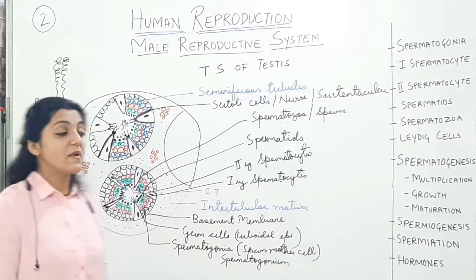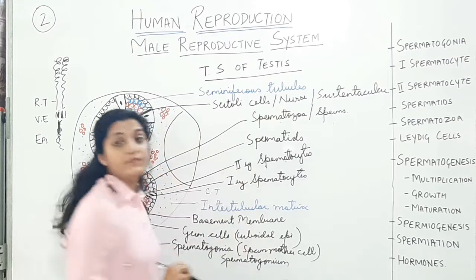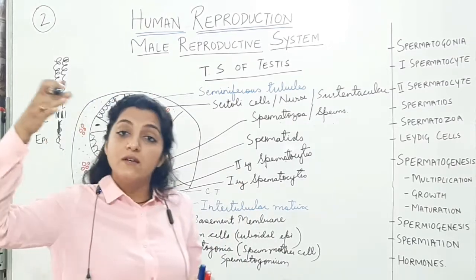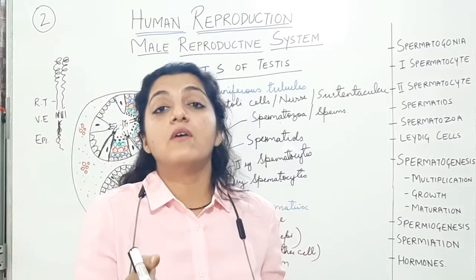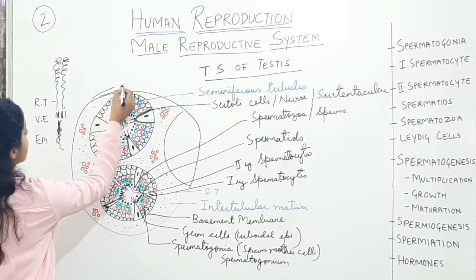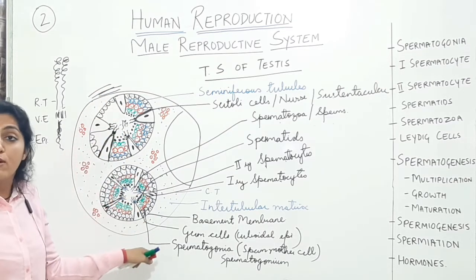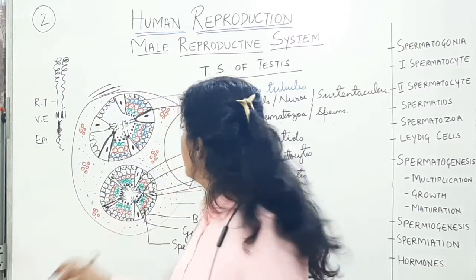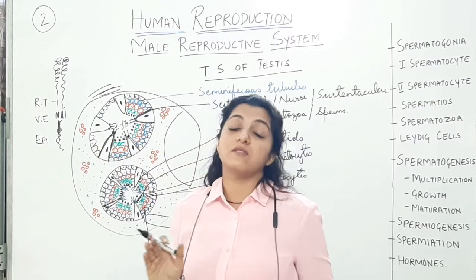For your state board, you should be able to draw the CS of testes if asked. You have to remember the layers also. When you do the cross section, from the outside you will see tunica vaginalis, then tunica albuginea, then tunica vasculosa also. Alright, so you will see these layers over here, and then the tunica albuginea is divided into these testicular lobules. Each testicular lobule is going to have 1 to 3 seminiferous tubules. So these are the seminiferous tubules when you see it in cross section.